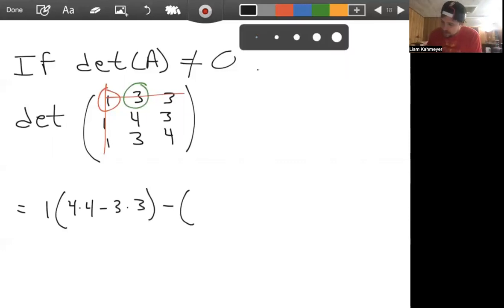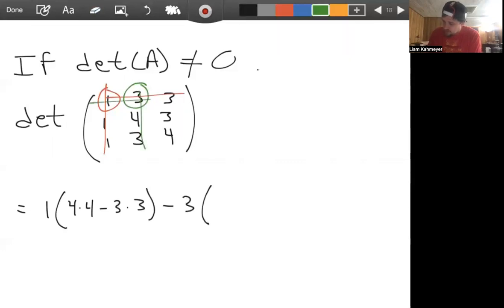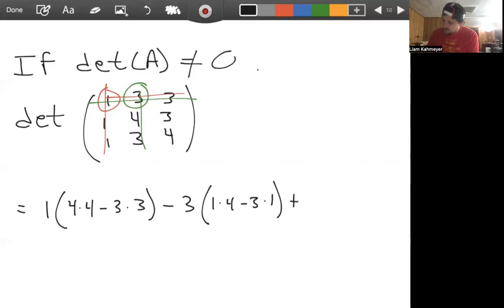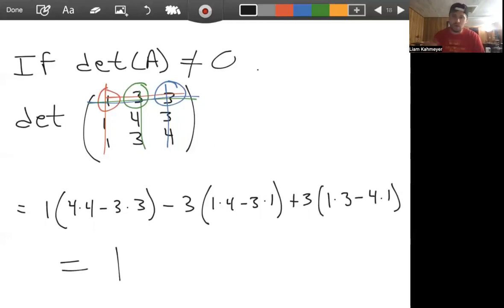So then we're going to have a 3 times, and then we block out the row and column that the 3 belongs to, and that's going to be 1 times 4 minus 3 times 1, and then plus we do the same thing, block out the last 3 there, and then it looks like we're going to have 1. Well, there's a 3, and then 1 times 3 minus 4 times 1. If you simplify all this, you get just 1, which means the inverse exists, okay?